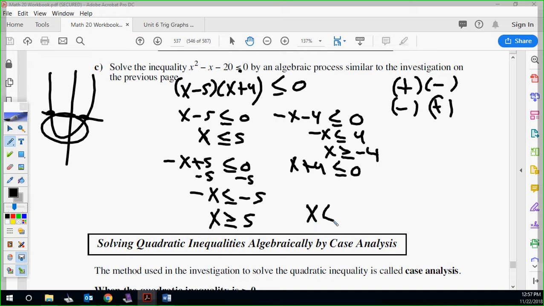This one's okay. Greater than 5, less than negative 4. So you should read this. When you read this, this is outside. This one's inside. So which one do we want? We want the inside. So this one's our solution.